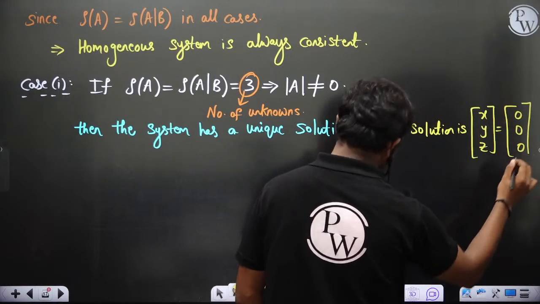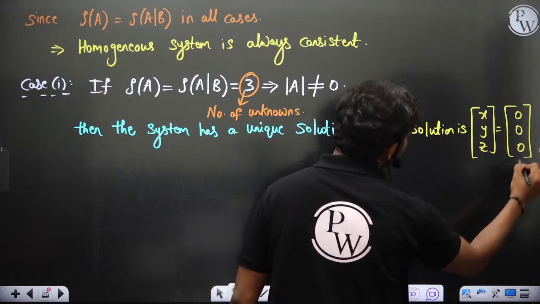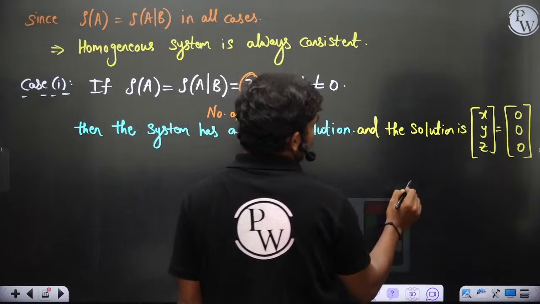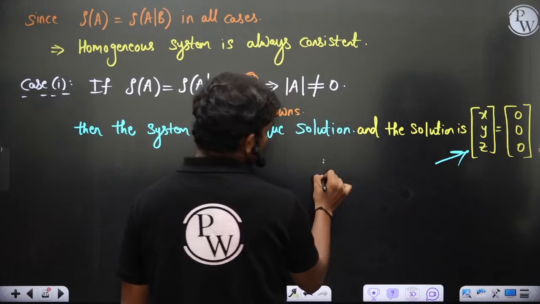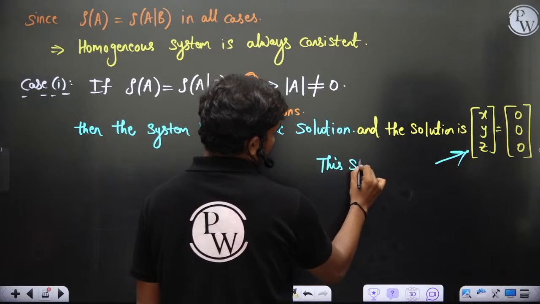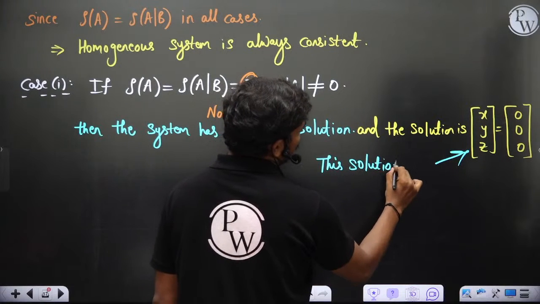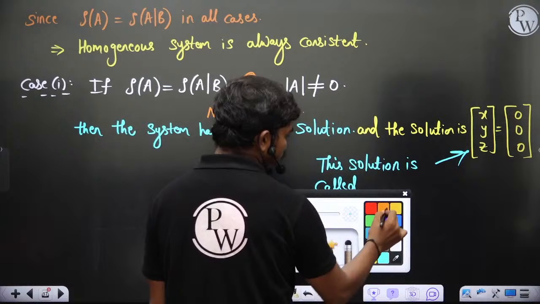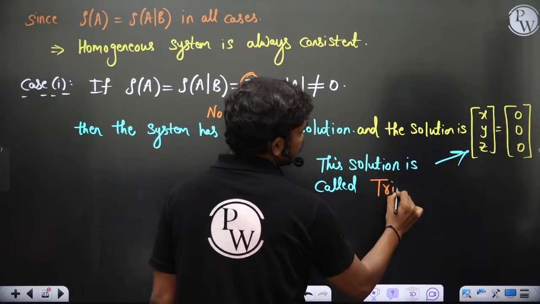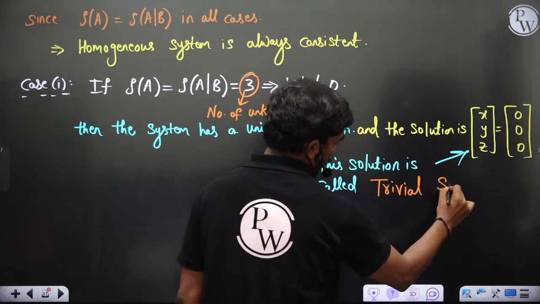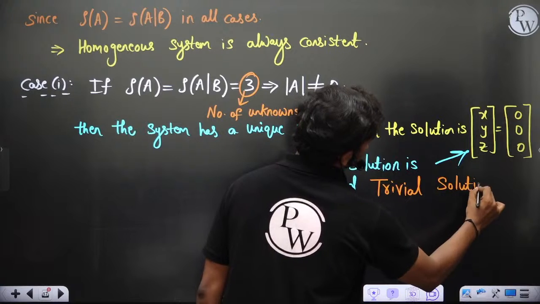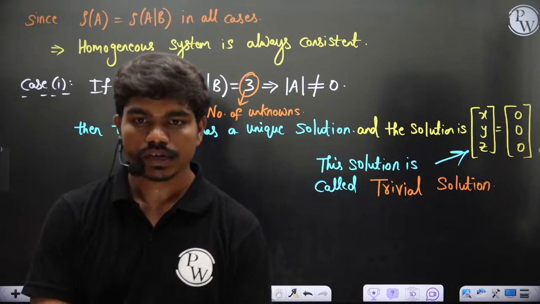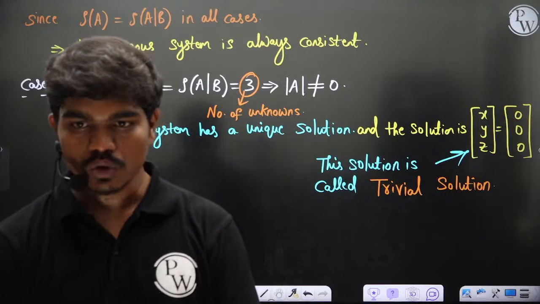That's it. This is the only solution that the system will have, and this solution is always a solution independent of A. That's why this solution is called the trivial solution. That means it never depends upon the elements of A, it's always 0. Clear? So in the augmented matrix it has one whole column 0.